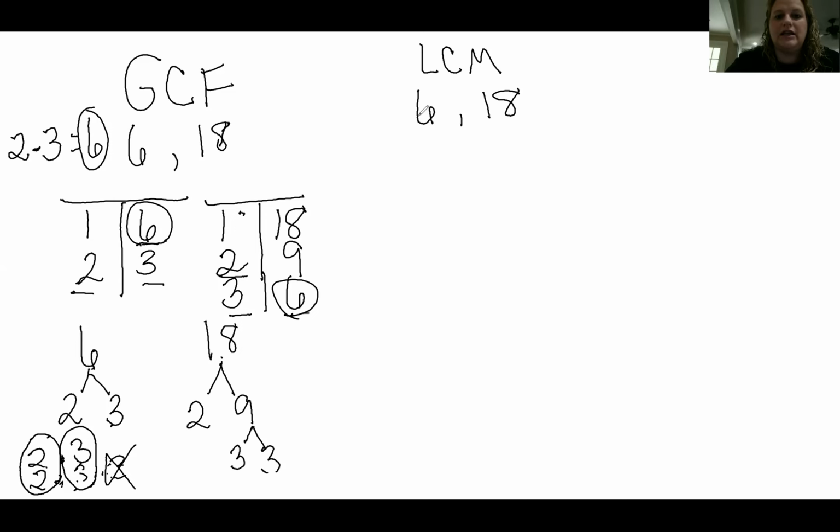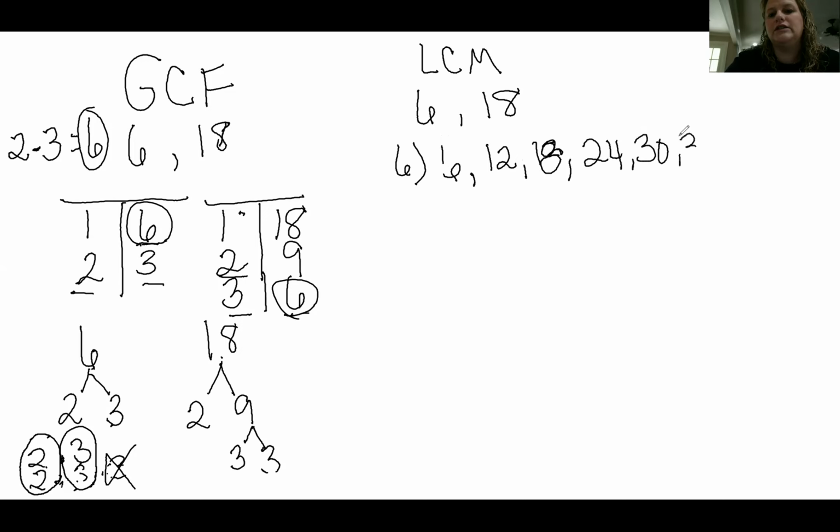You can either say, well, I know my multiples of 6. 6 times 1 is 6. 6 times 2 is 12. 6 times 3 is 18, whoops. 6 times 4 is 24. 6 times 5 is 30. 6 times 6 is 36. Okay, let's see if that's enough.